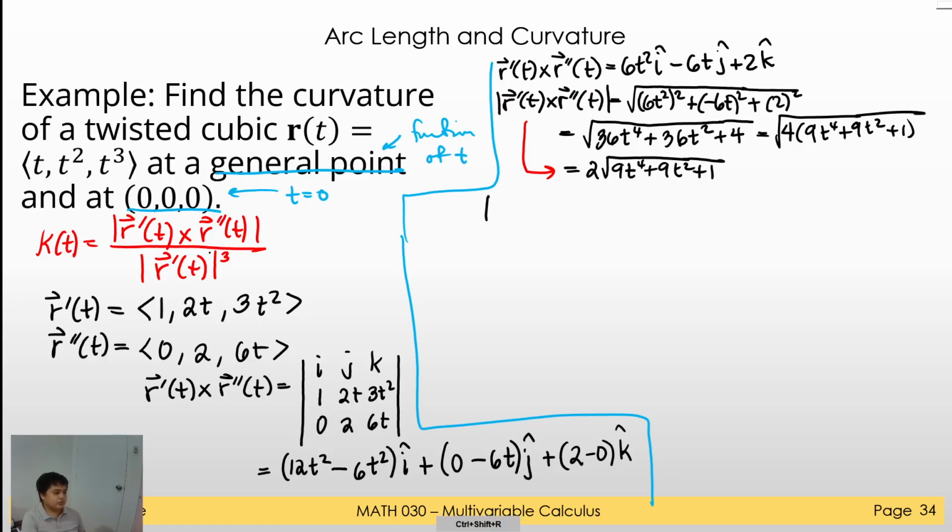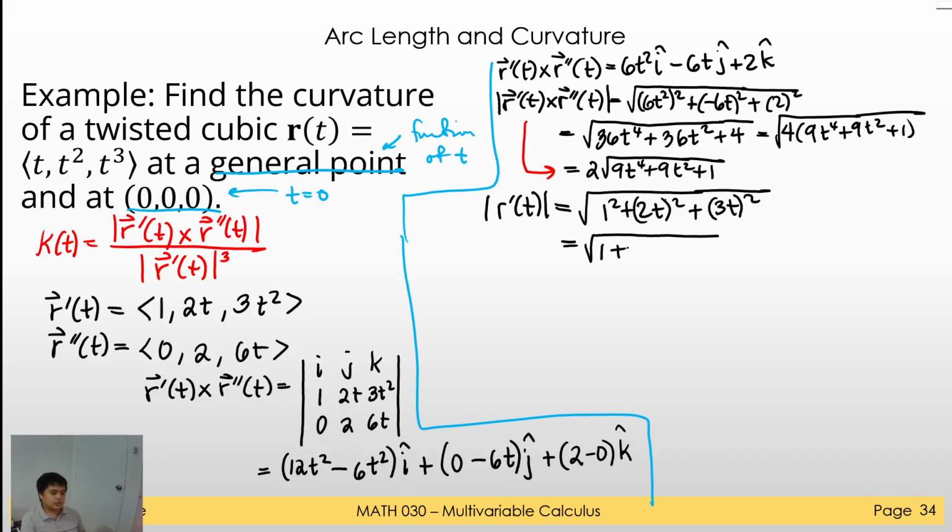Now to find the length of your r prime of t, what is r prime of t? This will be the square root of 1 squared plus 2t squared plus 3t squared squared. Simplifying this, we have 1 plus 4t squared plus 9t to the fourth. Is that right? Okay, it's right. So we have this as our length.